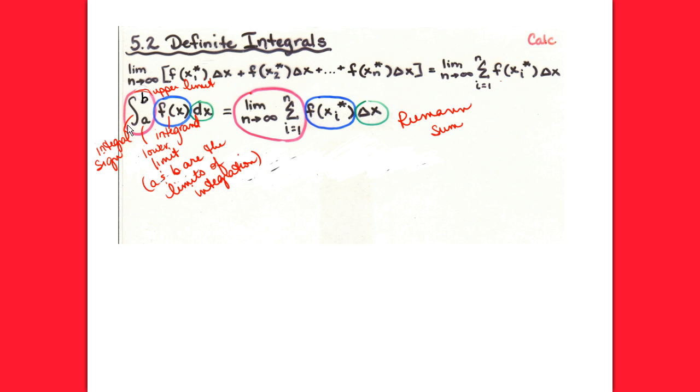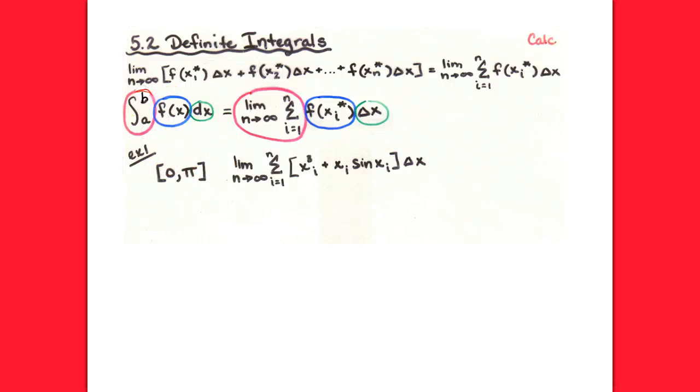This is also called a Riemann sum, named after Bernhard Riemann, a mathematician and scientist. But anytime they ask me to do a left endpoint, a right endpoint, midpoint, or they say find a Riemann sum, it's the same thing.